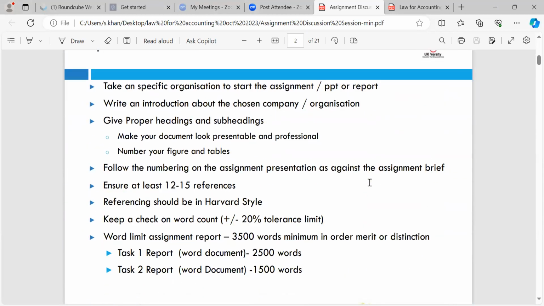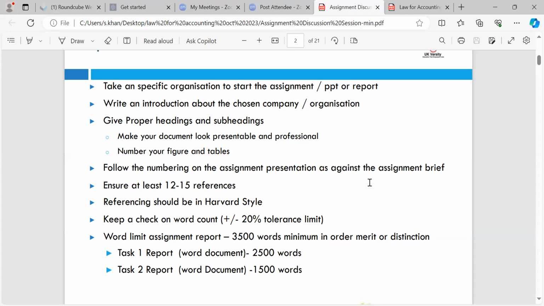So take a specific organization to start the assignment, PowerPoint or report. Write an introduction about the chosen company, organization, give proper headings and subheadings. So make your document look presentable and professional. Number your figure and table. So make sure that when you are doing a task or a learning outcome, you highlight it as the heading. Put your name on, put the unit you're doing, and also put your college number on, okay? And then also put a contents page in as well to identify where you're doing your work.